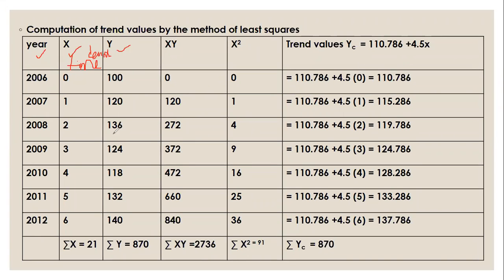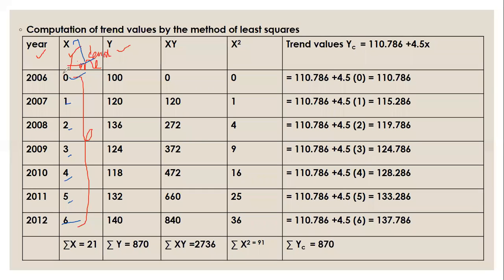There are two ways of assuming the time deviation. The first way to assume the time deviation is like this. We start from 0 for year 2006. So 2006 is 0, then 1, 2, 3, 4, 5, 6. So from 0 you will have until 6. This is one way of assuming the values.